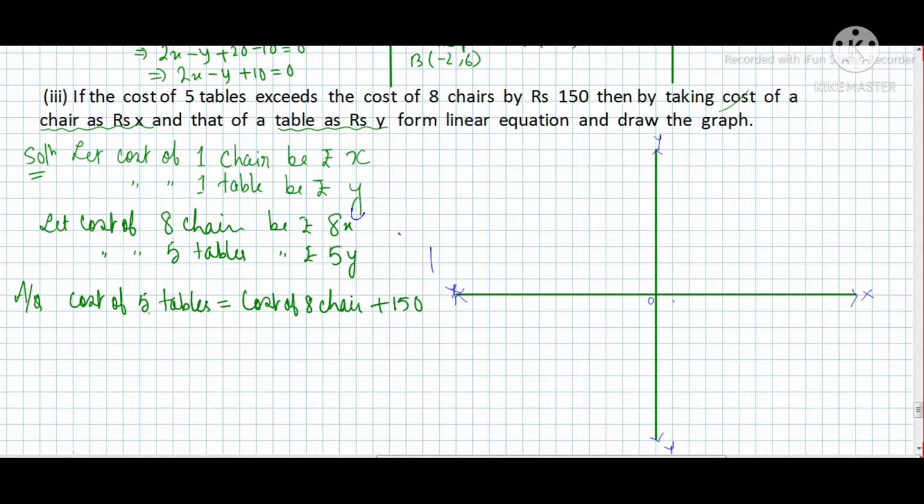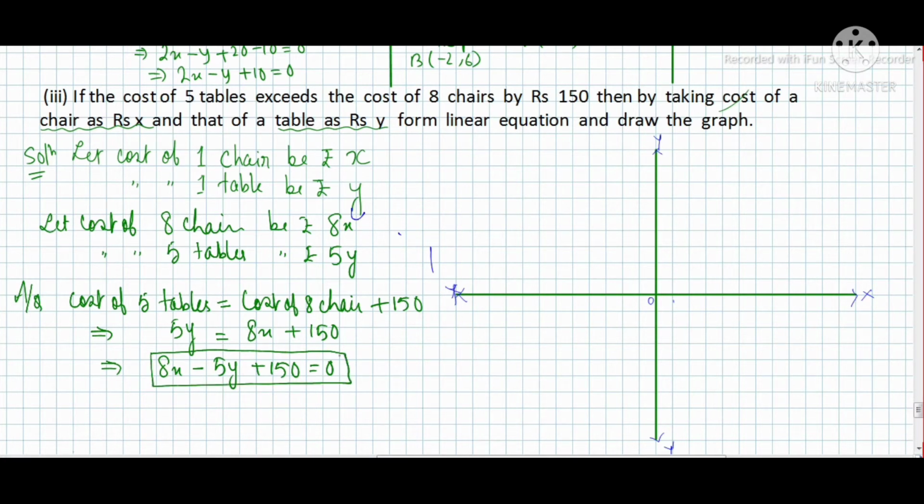Okay, so now if I put the values, the cost of 5 tables is 5y. Now what is the cost of 8 chairs? It is 8x plus 150. So if I want to make the linear equation, it will be 8x minus 5y plus 150 is equal to 0. Now this is the linear equation which is asked in the question.